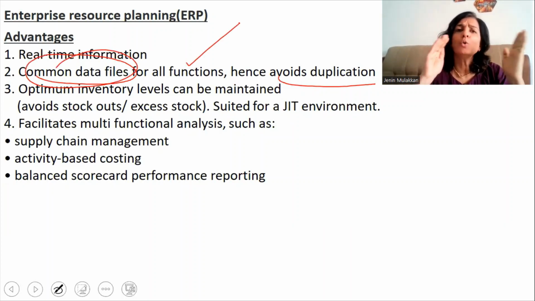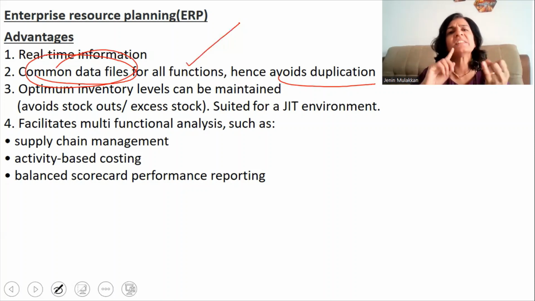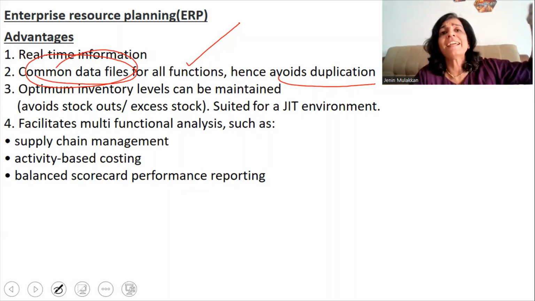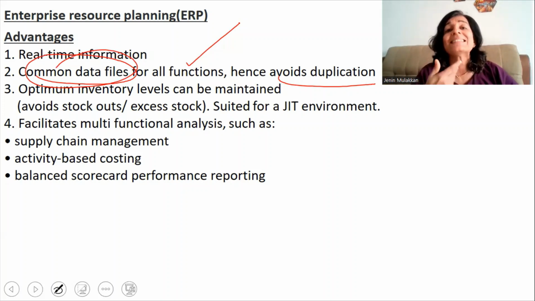That is, each module is linked to the central database, whether it is the HR department passing an entry for a salary or the sales people entering the sales bill. The data is entered only at a single point. Everything will be reflected in the central database as and when it is entered.